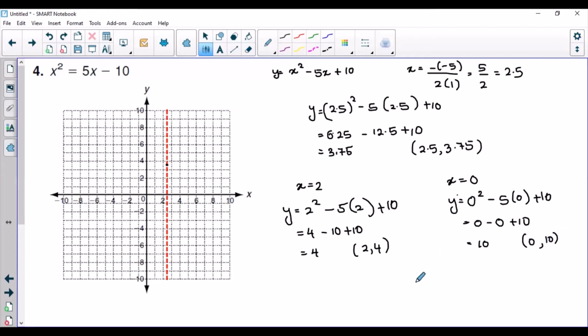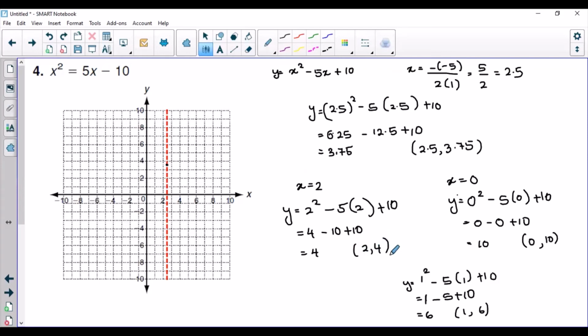If you would have used 1, it's going to be 1 squared minus 5 multiplied by 1 plus 10. That will be 1 minus 5 plus 10. So 1 minus 5 is negative 4. Negative 4 plus 10 is 6. That means 1 and 6. Now I have got 3 points, so it will be easier for me to draw these points.